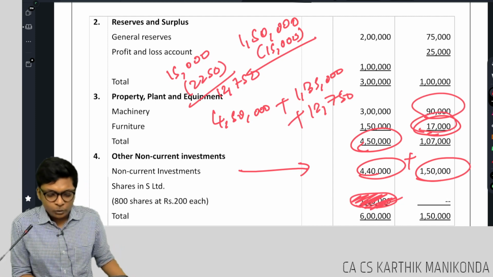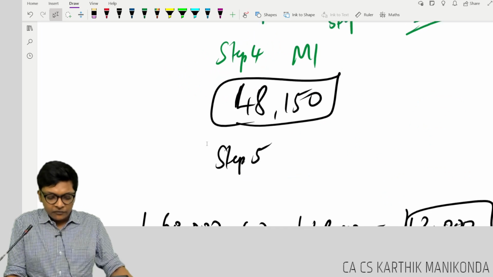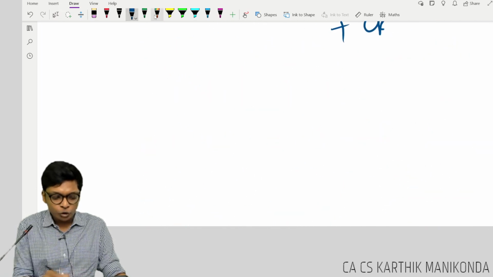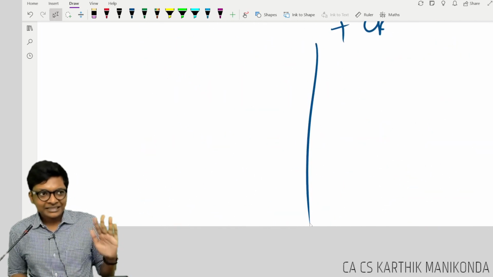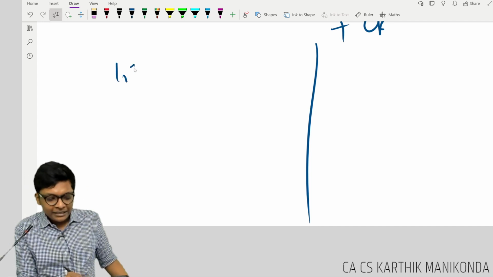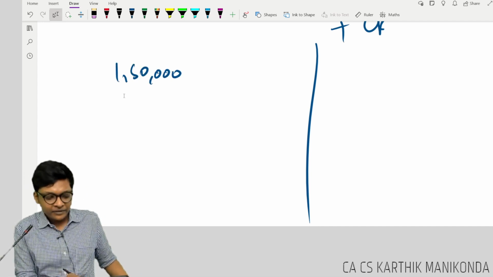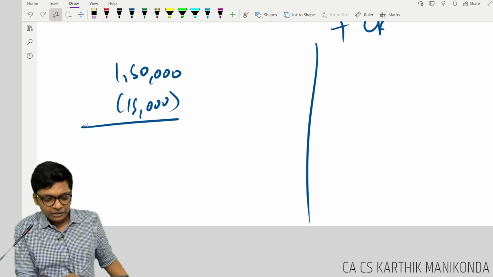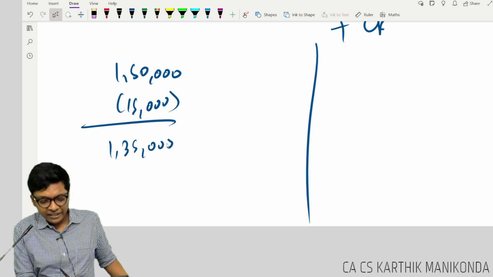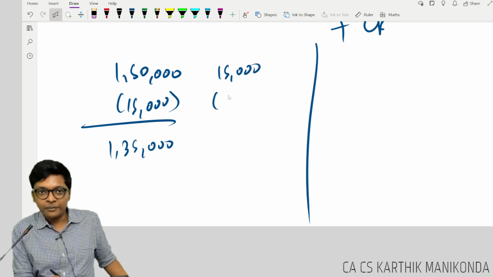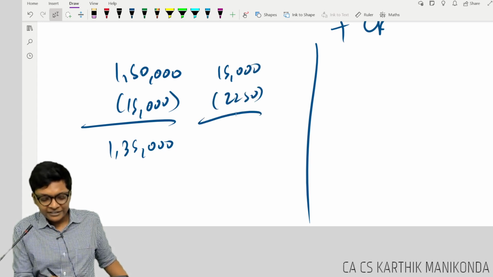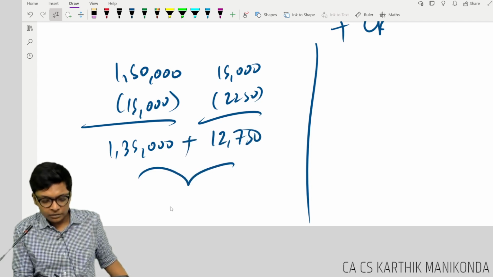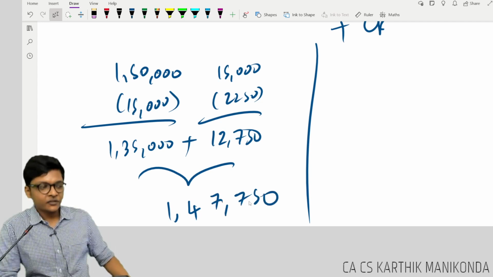Sir, there are 2 ways to arrive at this. For PPE there are 2 ways to arrive at. Let me show you both the ways. One is completely new computation. Revalued building is 1 lakh 50 minus 15,000, 1 lakh 35. Revalued furniture is 15,000 minus 15% depreciation, 2250, how much? 12,750. Add both, you get 1 lakh 47,750. This is my book value.